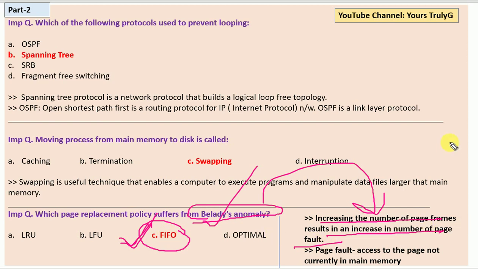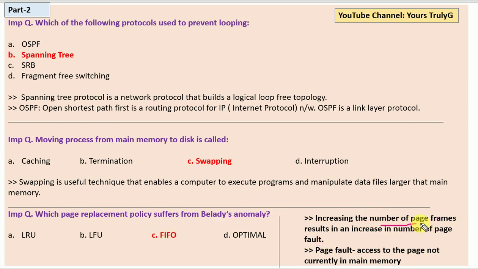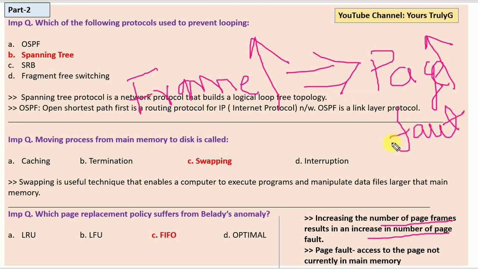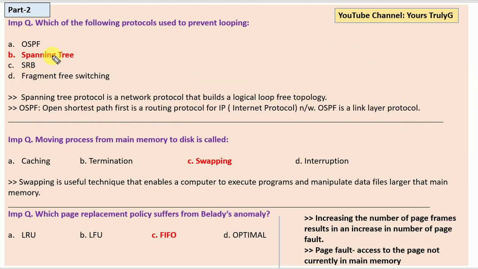So Belady's anomaly is associated with first in, first out. And what is Belady's anomaly? Increasing the number of page frames results in an increase in the number of page faults. In simple terms, if I increase the page frames, this will result in more page faults, and that is a disadvantage because a page fault is not a good thing. If I am trying to access a page and that page is not available in the memory, that is a fault for me. So if you increase the page frames, page faults will increase. I hope all these three questions are very important. Just go through all those concepts again.